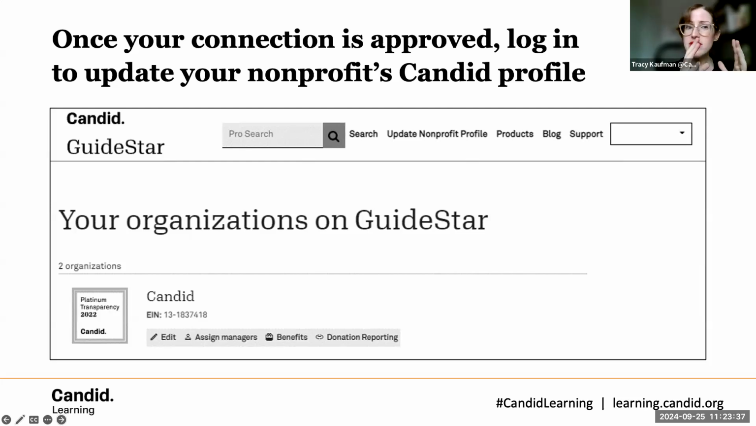Or if you already have a seal and you want to upgrade to the next seal of transparency, you could add additional information to do that, change things if you need to, etc. Next slide.